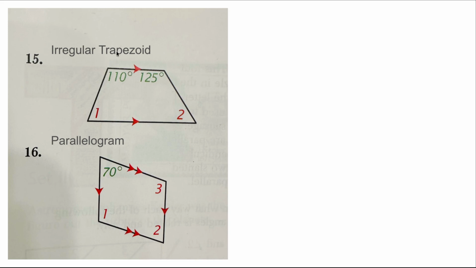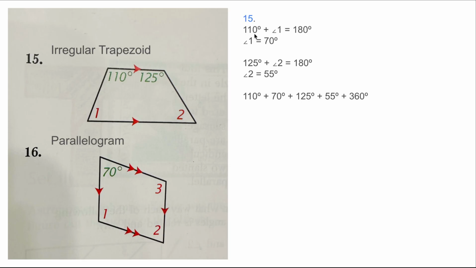Okay, so let's look at this irregular trapezoid. Now, we can see this is not a parallelogram because it does not have all the nice, lovely relationships that a parallelogram has. But do you remember that 110 degrees and angle 1 add to 180 degrees? And so therefore, we know that angle 1 is 70 degrees. And over here on the right, we know that 125 adds with angle 2 to equal 180 degrees. And so therefore, angle 2 is 55 degrees. This is irregular trapezoid angles.